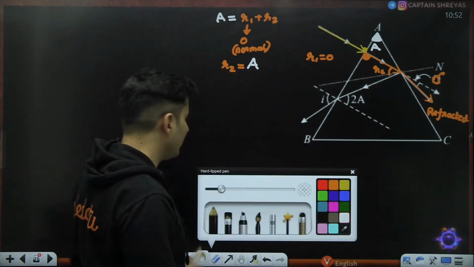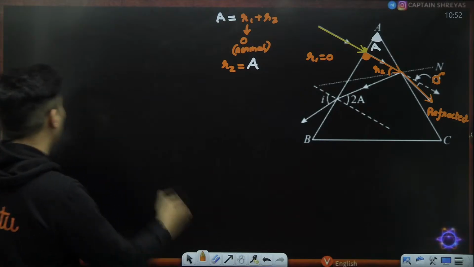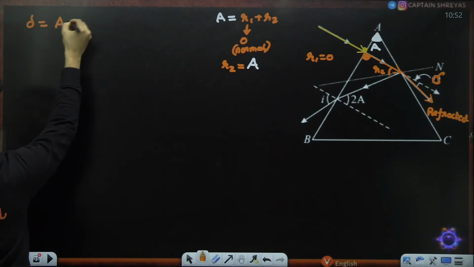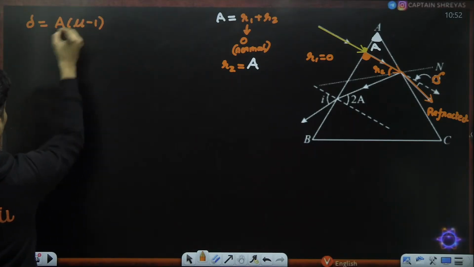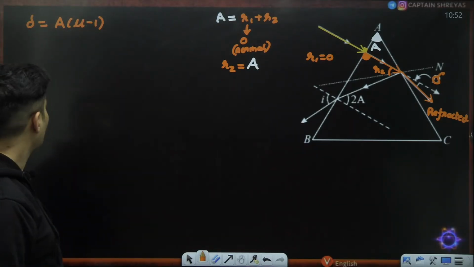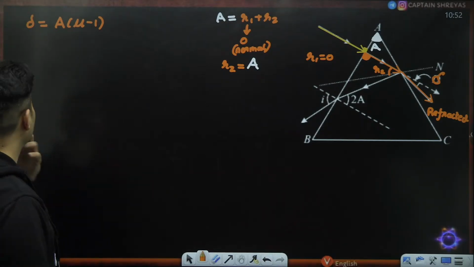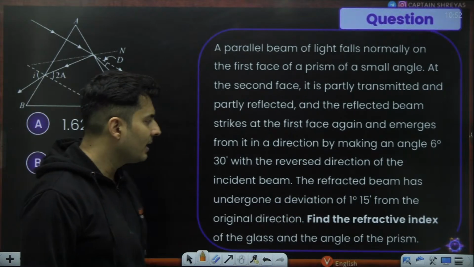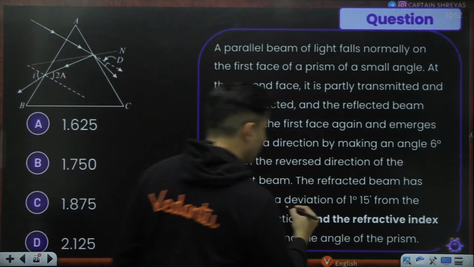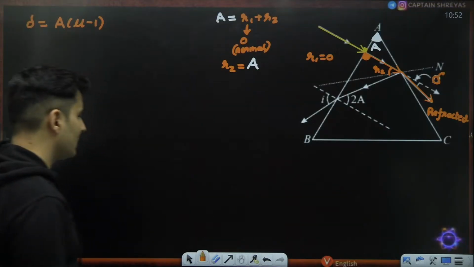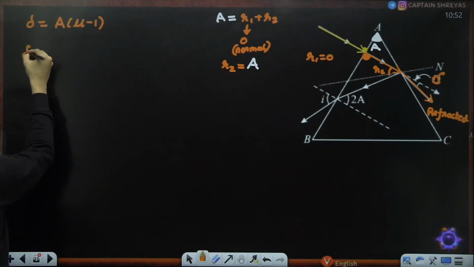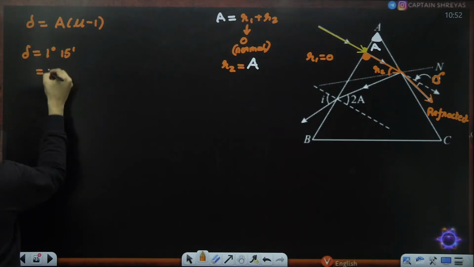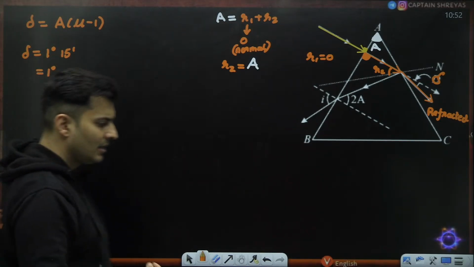Deviation, well, I know there is a formula for deviation, guys. What's the formula for deviation for a thin prism? It is nothing but angle of prism into mu minus 1. But the problem is I do not know A. Okay. Is the deviation given to me? Yes, I think so. It is 1 degree 15 minutes.